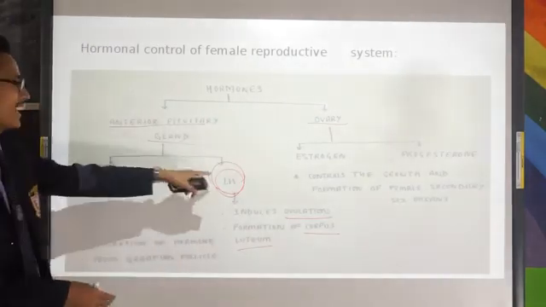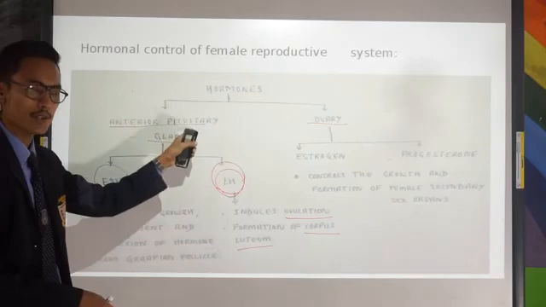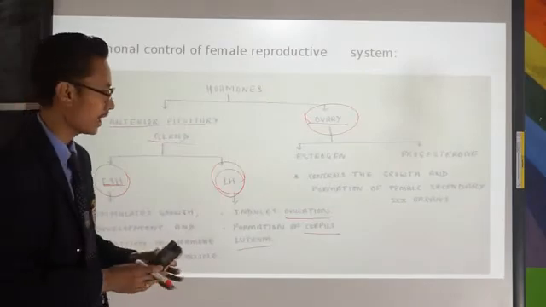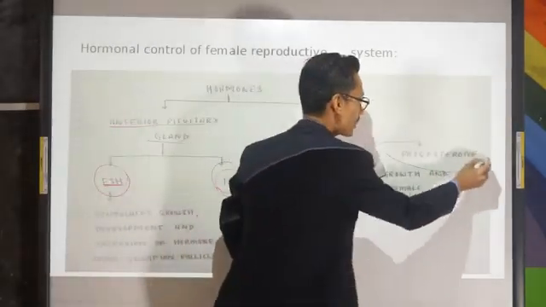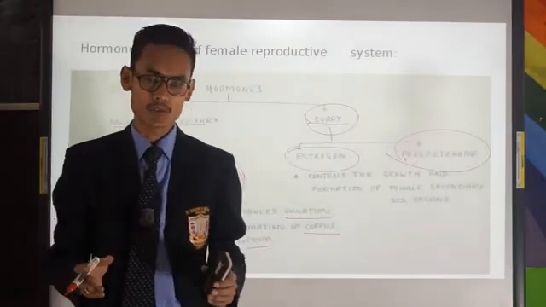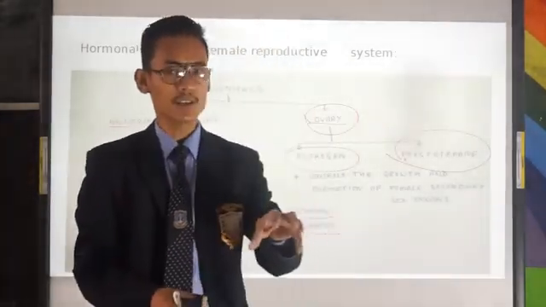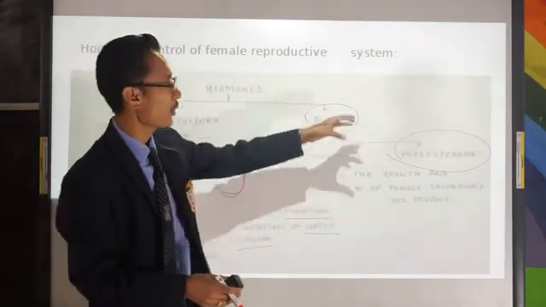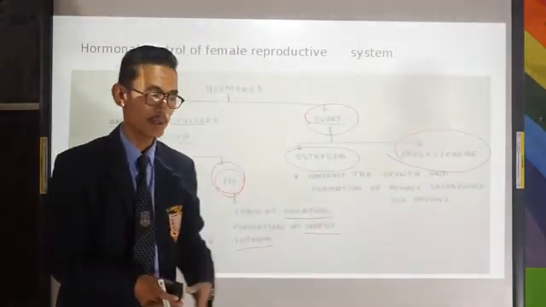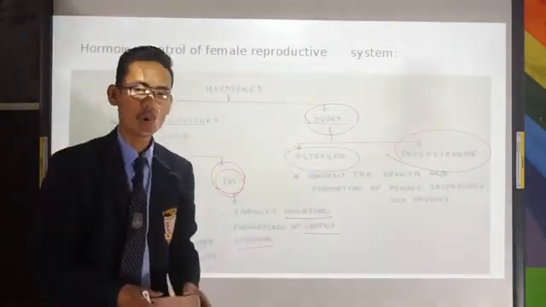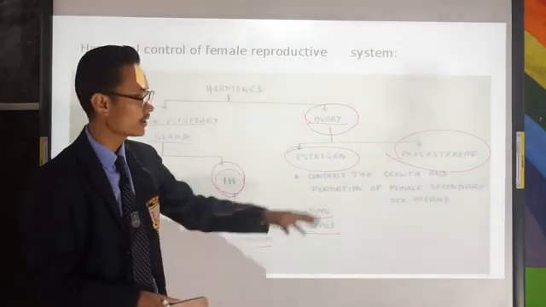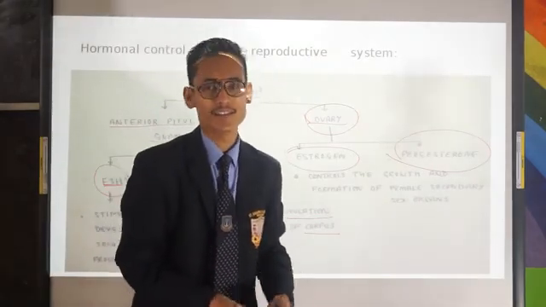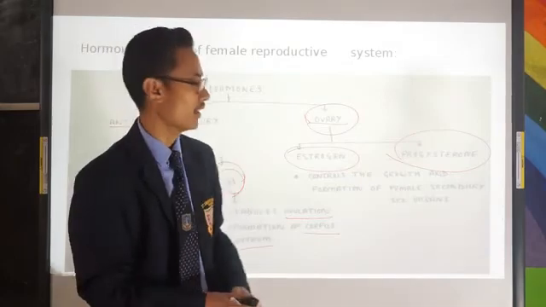So FSH and LH are produced from the anterior pituitary gland. Now let's move to ovary. So what are the ovarian hormones? Estrogen and progesterone are the ovarian hormones. Now why do we call them ovarian hormones? Because estrogens are produced from the developing follicles and progesterone is produced from the corpus luteum. And these two are also known as the female sex hormones, which control the growth and formation of secondary sexual characters in females. Clear this one?